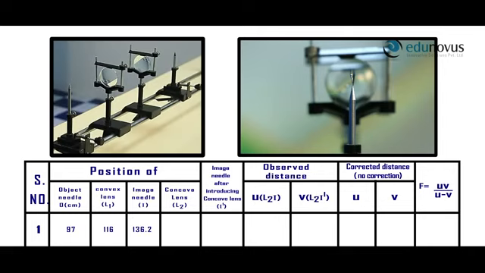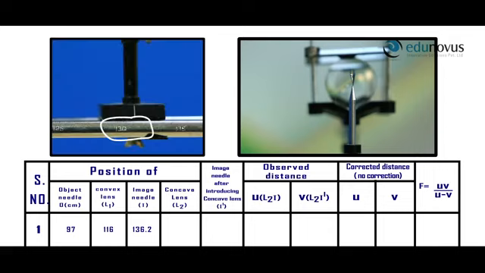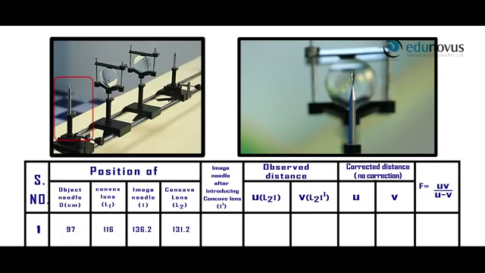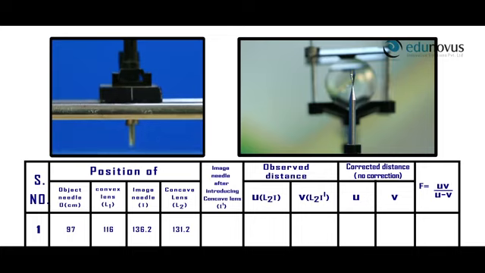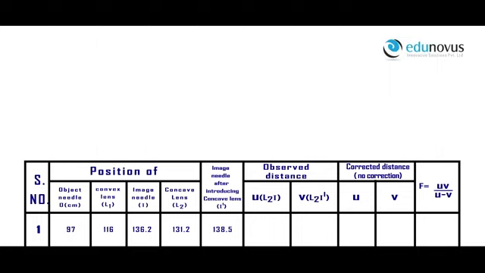Now, in the second arrangement, when the concave lens is introduced in the optical bench, then the inverted image of the object needle is formed on the image needle without any parallax. When the position of the object needle and convex lens are not disturbed and the concave lens is at a position of 131.2 centimeters, then the position of the image needle is at 138.5 centimeters. Observed distance U is L2I, which is the distance between the concave lens upright and the previous position of the image needle upright in the first arrangement.